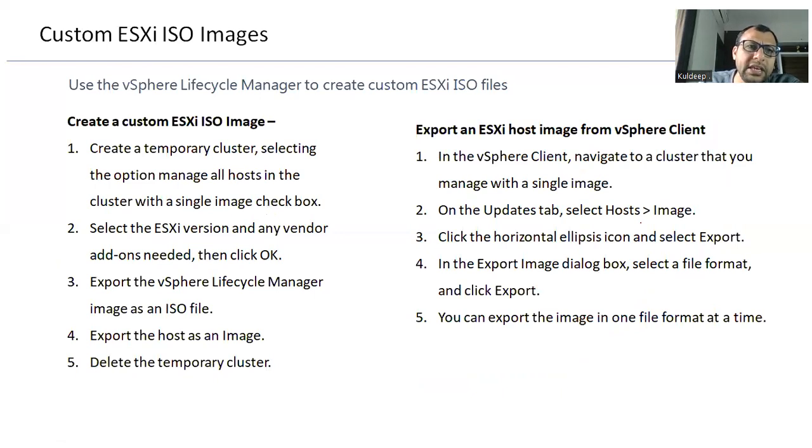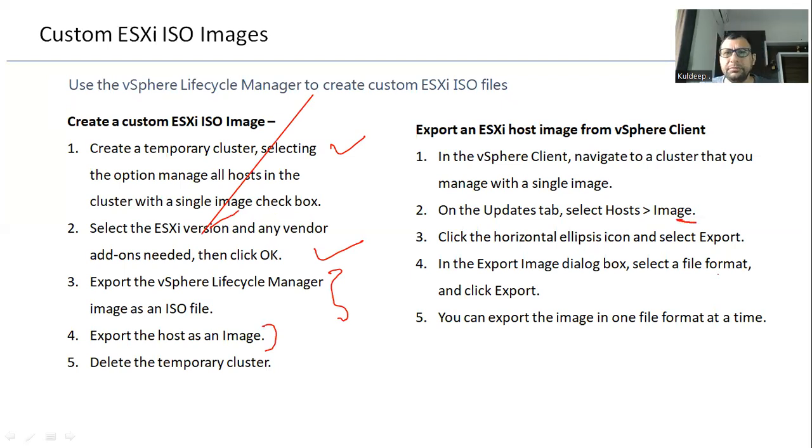When we say custom image of ESXi, if you want to create one, what steps do you have to follow before you push it? Create a temporary cluster, select a host, export the ISO, add all the vendor drivers in that ISO, and export that image in the image service. Then further you can import it back and use that image to push into the SDDC Manager.